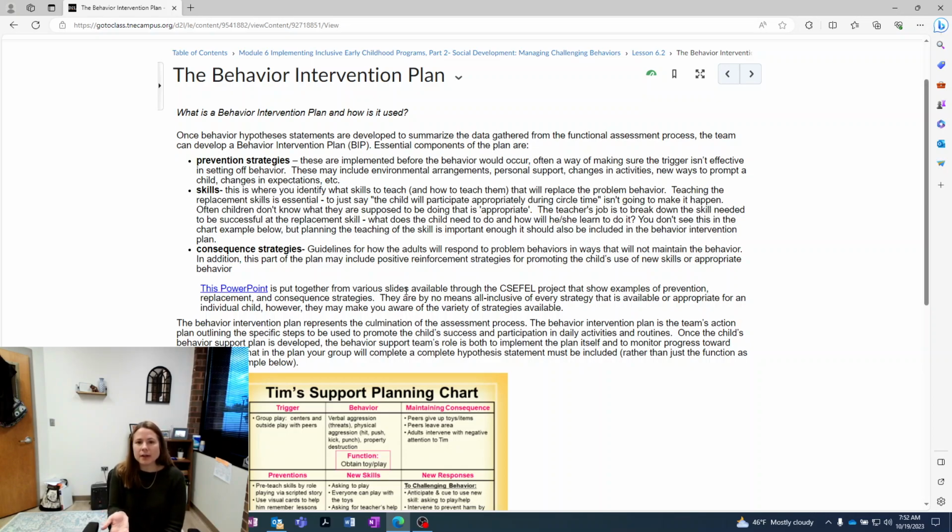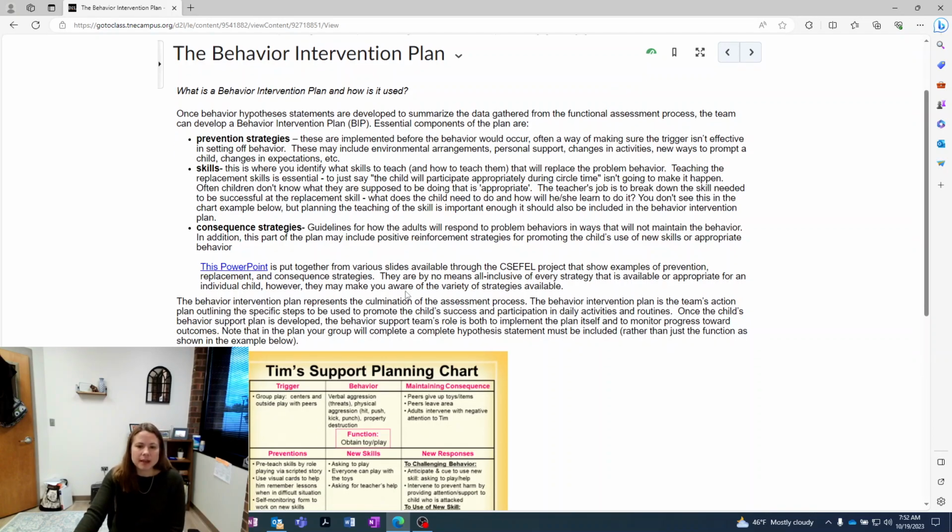Going back to little Mary, when she hits her peers on the face with the block or on the arm, and the teacher comes and scolds her and takes the students away, she's getting what she wants. So that's not a consequence strategy. You have to make sure it matches the function of the behavior.